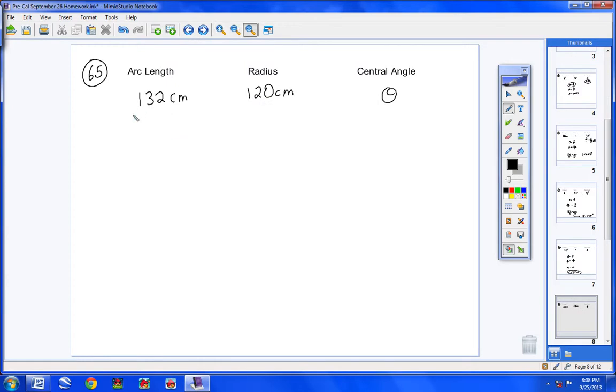They tell us that we have an arc length of 132 centimeters, a radius of 120 centimeters. Find the central angle. So the central angle equals S, 132, over R, 120. So with my calculator, let's go ahead and type in 132 divided by 120, and we get out 1.1 radians. However, it does ask, if you'll look at the end of number 65, it says how many radians and how many degrees. So we have found the radians, 1.1. Good. Now we got to convert that to degrees.